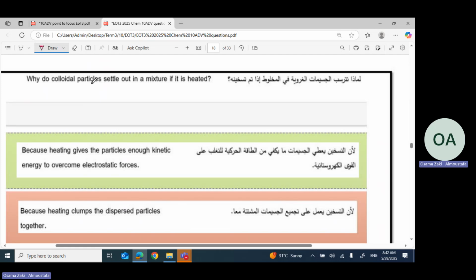Why do colloidal particles settle out in a mixture if it's heated? When heating the colloid, the colloidal particles will have enough kinetic energy to overcome the repulsion forces between the particles. So this is the correct answer.